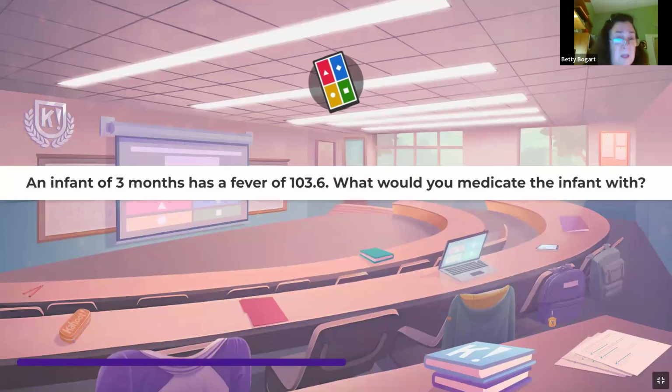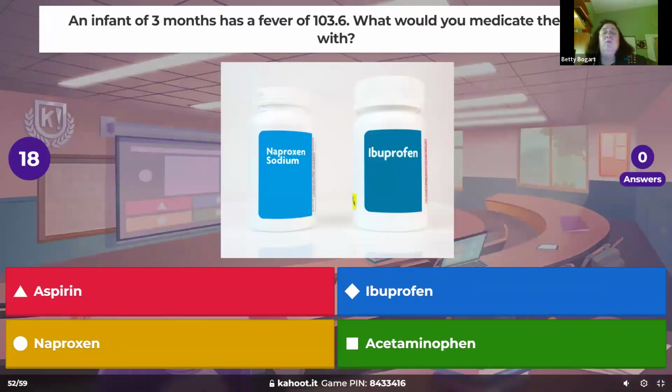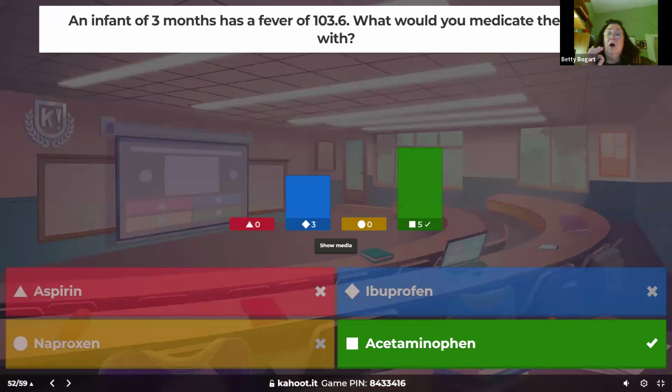A 3-month-old infant has a fever of 103.6. What do you medicate the infant with? 3 months old for fever. What do you give? Only acetaminophen. You do not add ibuprofen till they're 6 months old. Something to do with bleeding coagulopathies. They can't tolerate it till they're 6 months old.